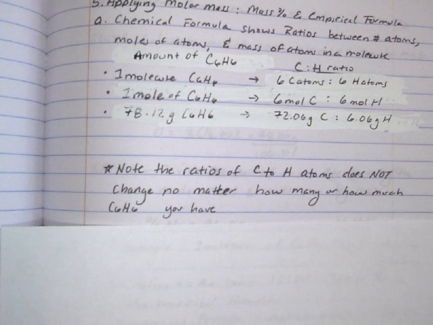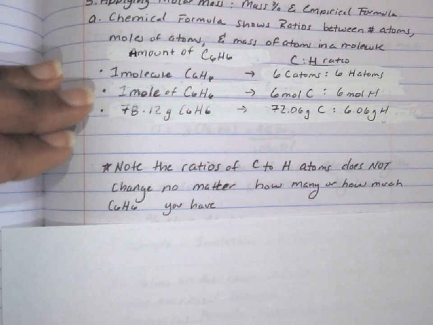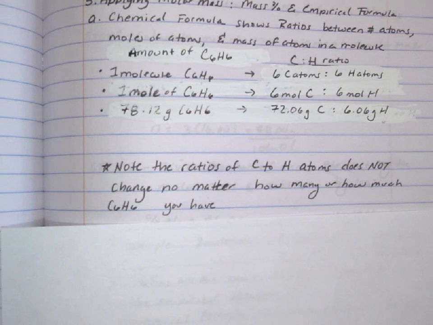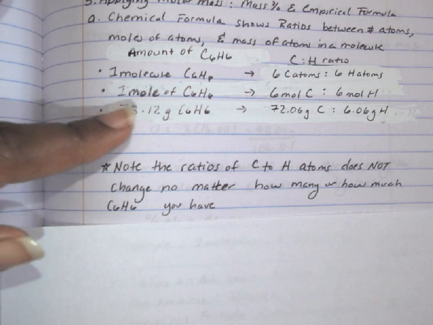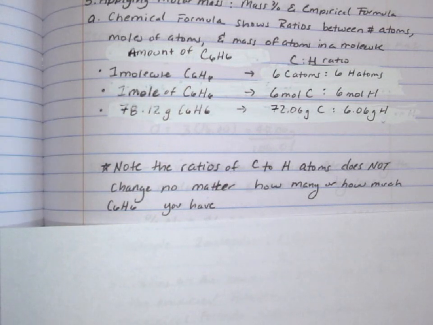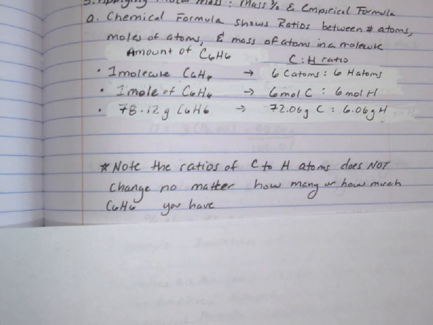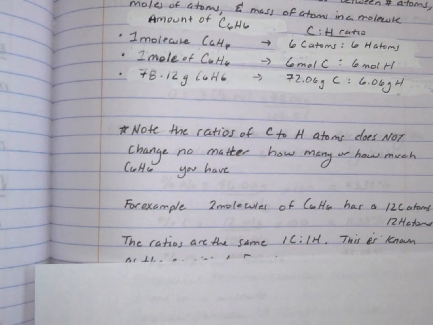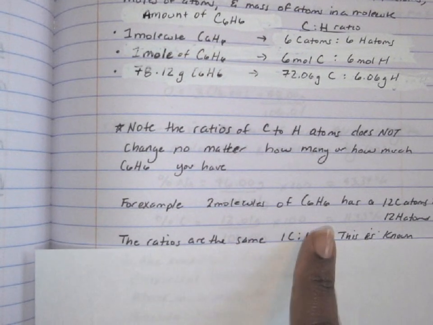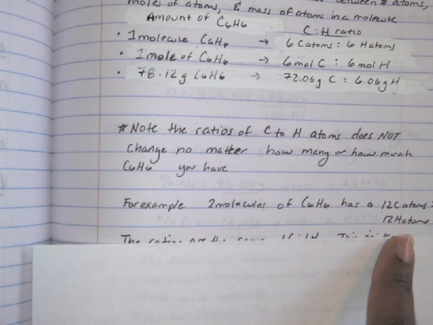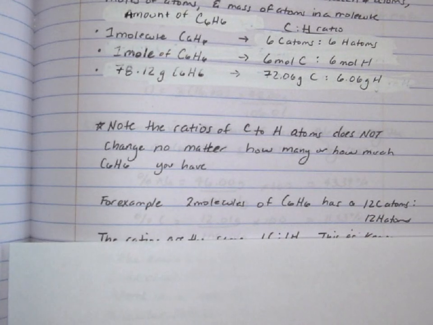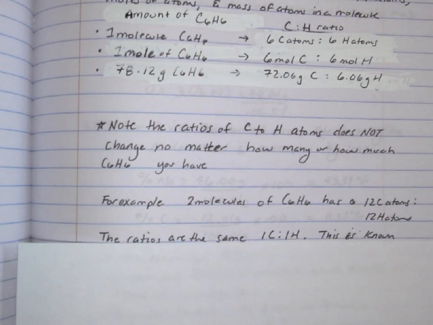These ratios are not going to change no matter how much benzene you have. Even if you look at these numbers and say, that's 6 moles of carbon to 6 moles of hydrogen, but here it's 72.06 grams of carbon to 6.06 grams of hydrogen, the units have changed, so of course the numbers have changed, but the ratios themselves are not going to change. If you had 2 molecules of benzene, you'd have 12 carbon atoms to 12 hydrogen atoms. 6 to 6 and 12 to 12 are the same ratios.